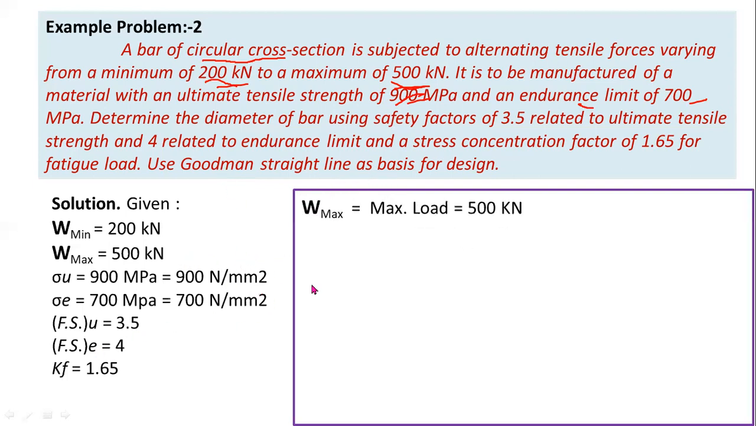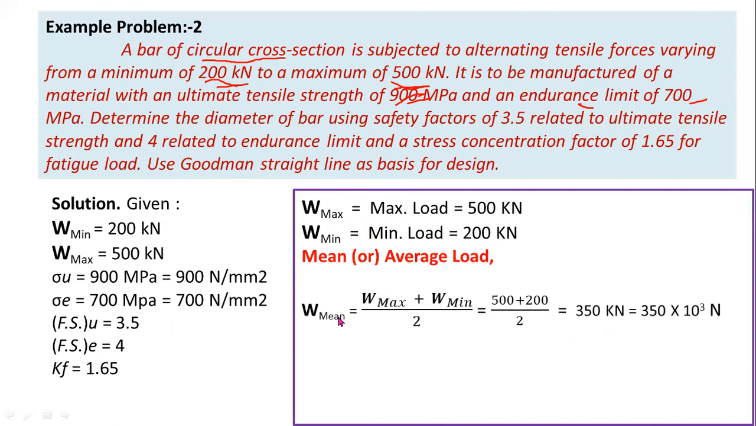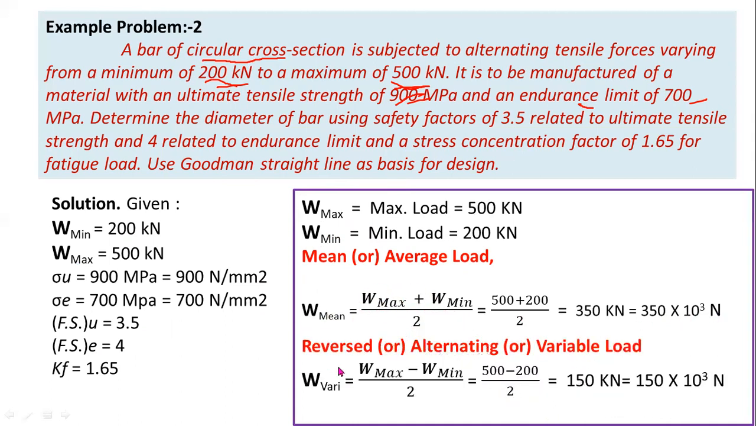Here from the formulas, W max equal to 500 kilonewtons, W minimum equal to 200 kilonewtons. Already we know the formula for mean load. Mean load Wm equal to maximum load plus minimum load by 2. So here the mean load equal to 350 kilonewtons, that means 350 into 10 power 3 newtons. And variable load W variable equal to maximum minus minimum by 2, that is 150 kilonewtons equal to 150 into 10 power 3 newtons.